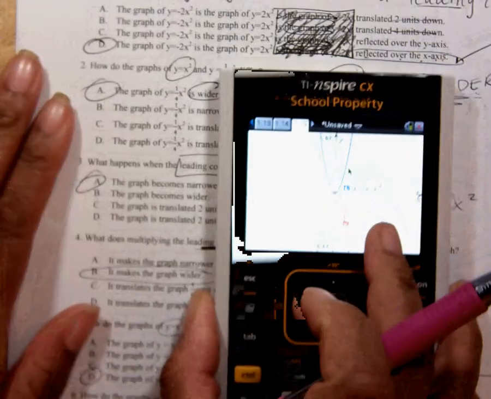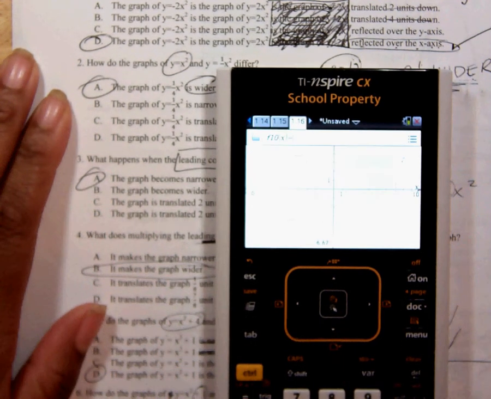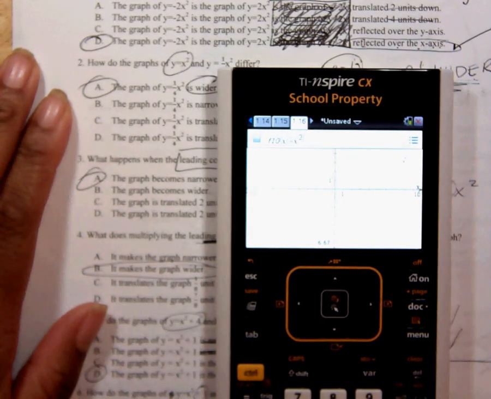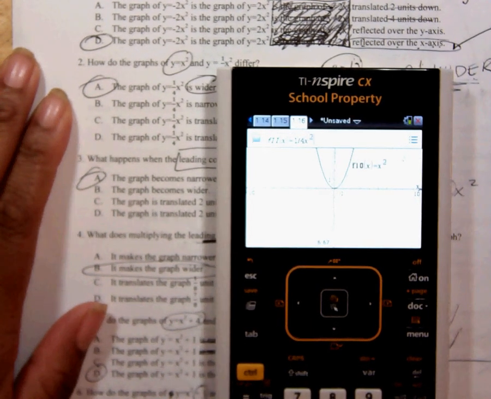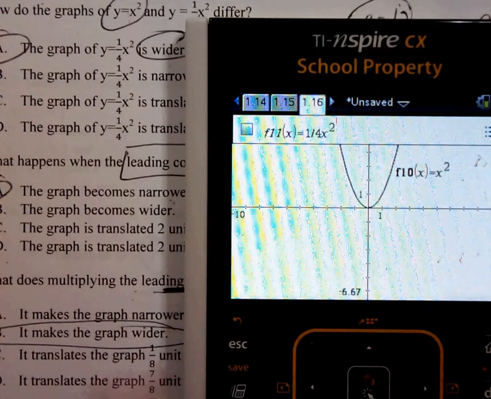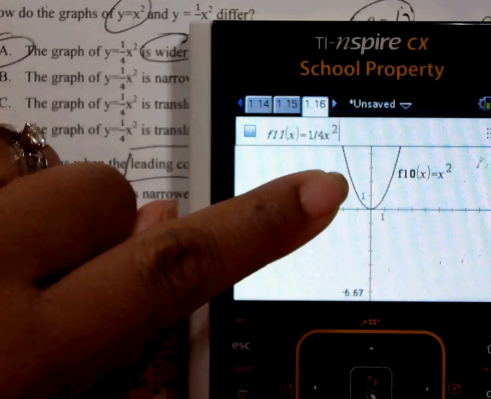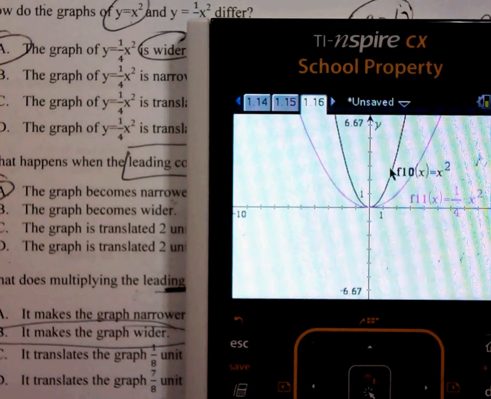And how can you check it? You can graph it. So control doc, add a graph, and it would be x squared for the first one, and then 1/4 x squared for the next one. Let me zoom in so you can see. And this is the x squared graph. When I press enter, the graph gets wider.